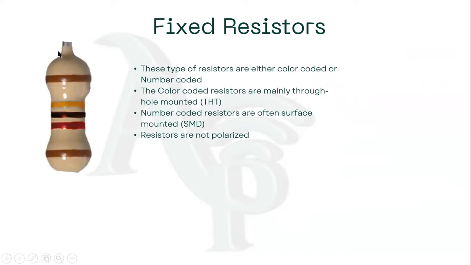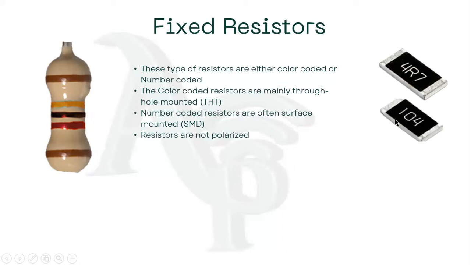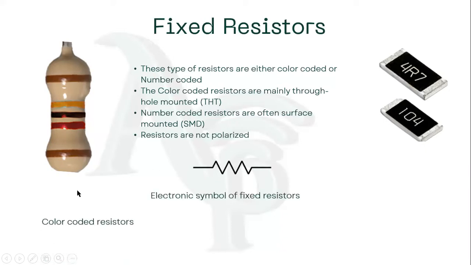All right, this is an example of a color-coded resistor. I'm sure you must have seen this before several times. In the course of this teaching, I'm going to teach you how to use these colors to identify the resistance of a resistor. All right, this is an example of a number-coded resistor, another example of a number-coded resistor. This is the electronic symbol of a fixed resistor. Wherever you see the symbol, it represents a fixed resistor. All right, so color-coded resistors and number-coded resistors.